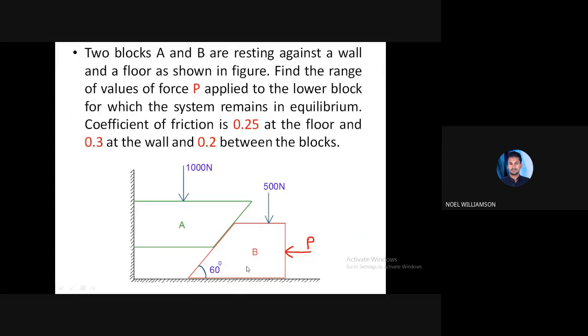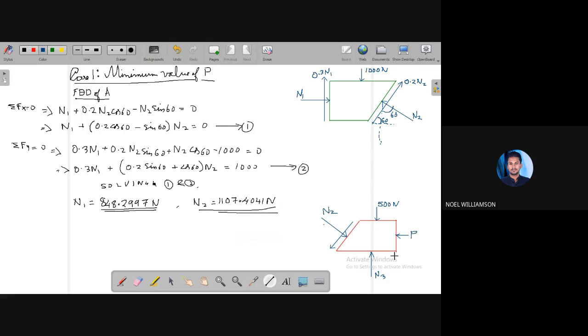On the floor surface also B is moving towards the right, so friction will be in the opposite direction. And the values of the friction: mu here is 0.2 into N2, 0.2 into N2, this is 60 degrees, and at the floor the coefficient of friction is 0.25, so this is 0.25 into N3.